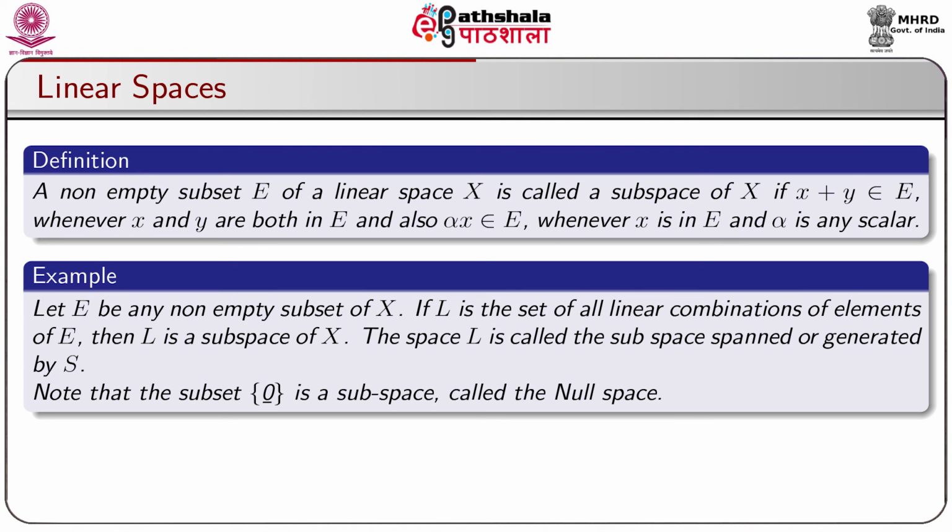Now we shall explain another example. Let E be a non-empty subset of X. If capital L is the set of all linear combinations of elements of E, then L is a subspace of X. It is a routine verification that L is a subspace of X. The space L is called the subspace spanned or generated by the elements taken from E. Note that the singleton set {0 vector} is a subspace and is known as the null space.